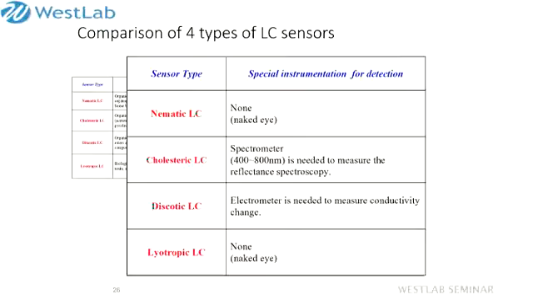Sensor types and special instrumentation for detection. Nematic liquid crystal: no special instrument, naked eye. Cholesteric liquid crystal: a spectrometer between 400 and 800 nanometers is needed to measure the reflectance spectroscopy. Discotic liquid crystal sensor: an electrometer is needed to measure the conductivity change. Lastly, lyotropic liquid crystal: naked eye only.